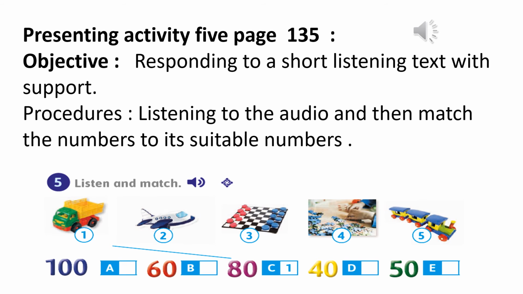Now we come to a formative assessment, page 135. Listen to the audio and then match the items to their suitable numbers. Activity 4. Listen and match. 1, How much is the lorry? It's 80 riyals. 2, How much is the plane? It's 100 riyals.